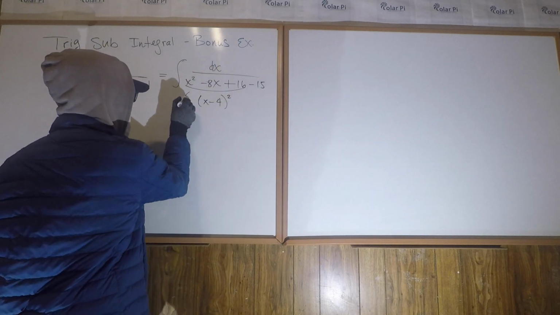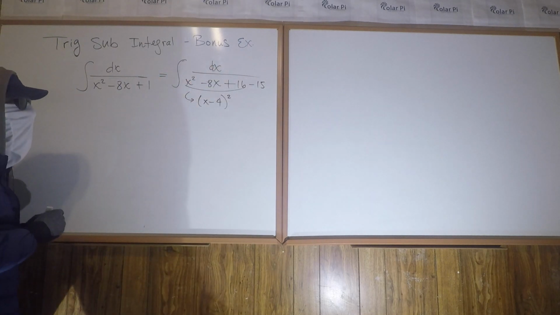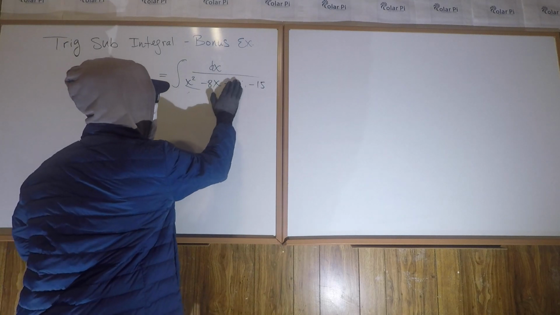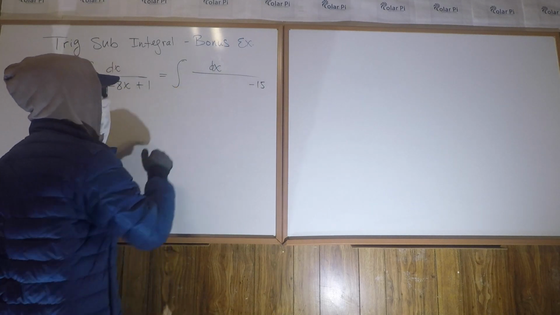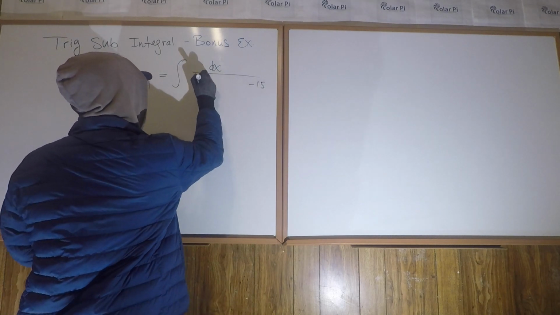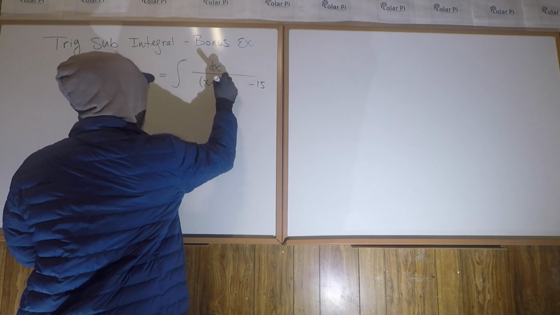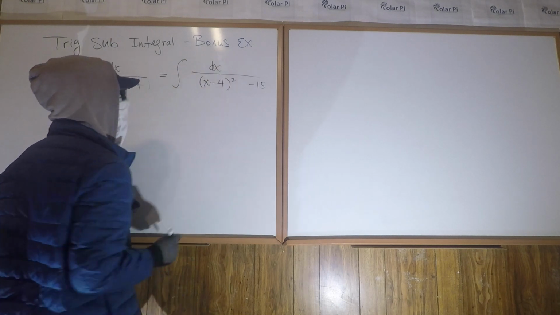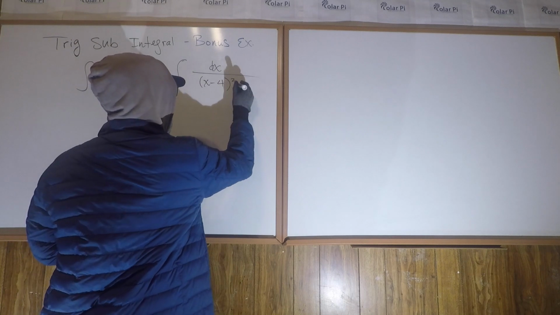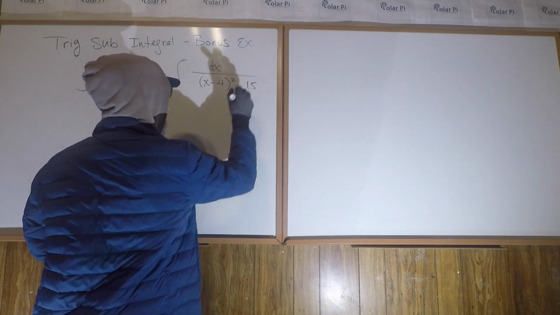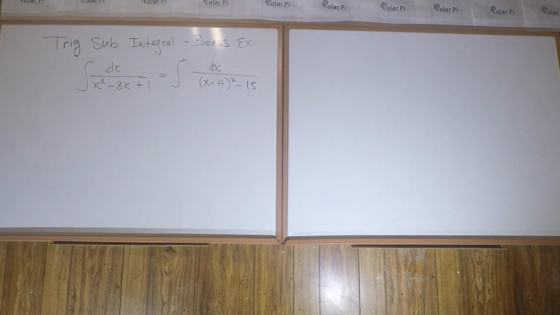This here is the same as this little guy. So why don't we replace it with what I just said it is? So x minus 4 squared right there. The minus 15 stays. There it is. Okay, cool.